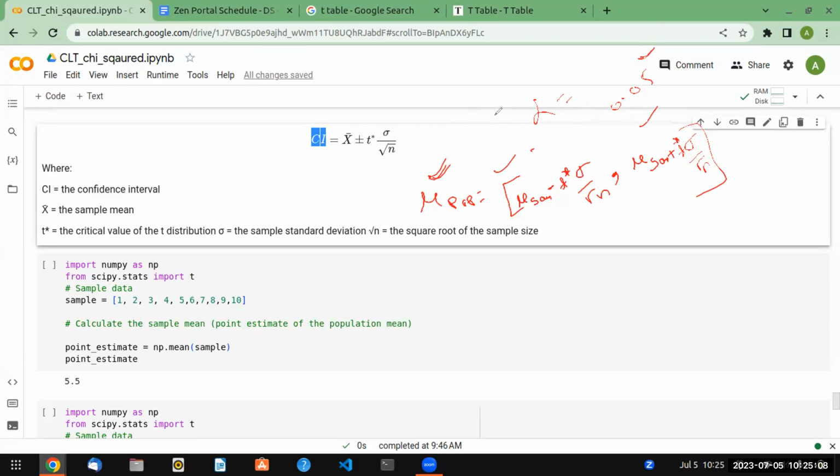Now how to write this in code? Let me quickly show you how to write these things in code.